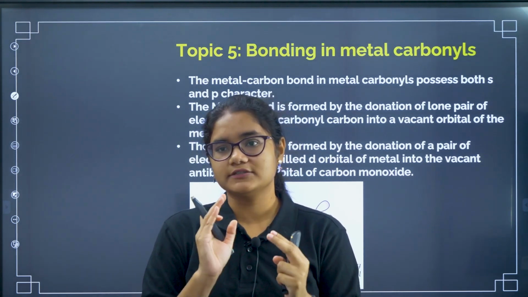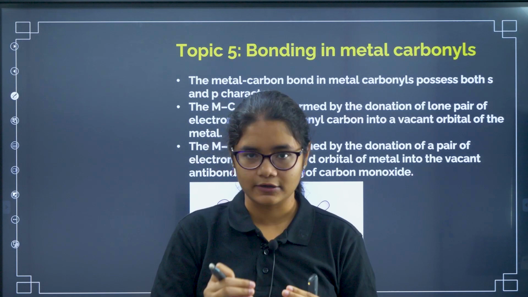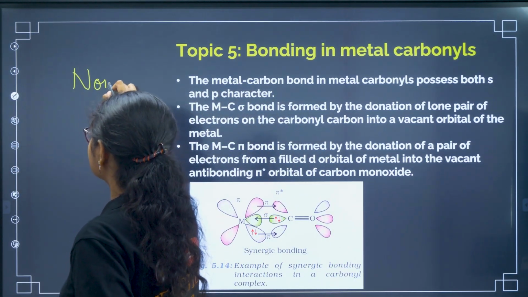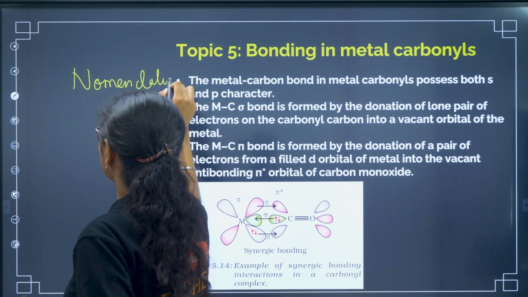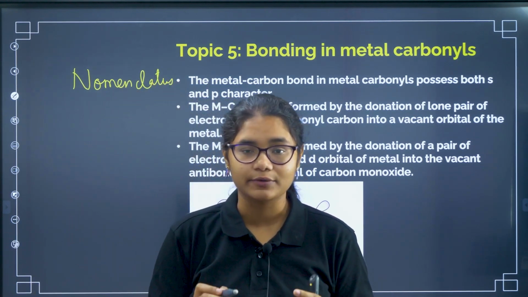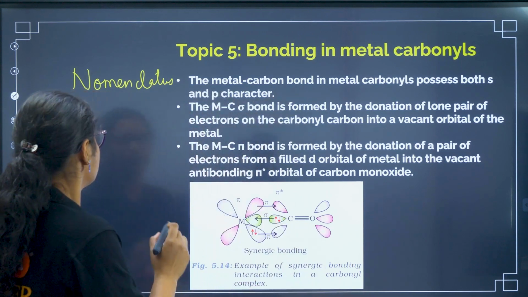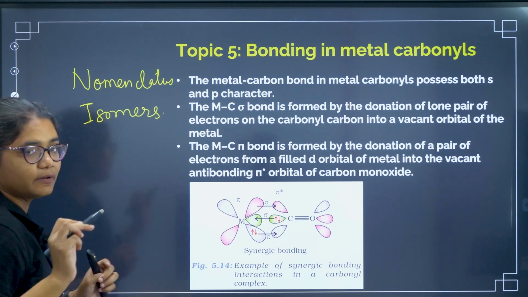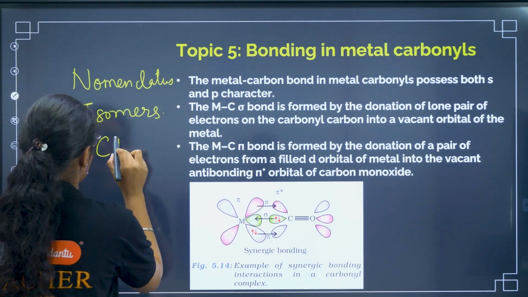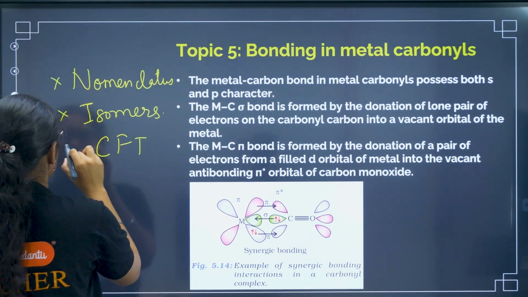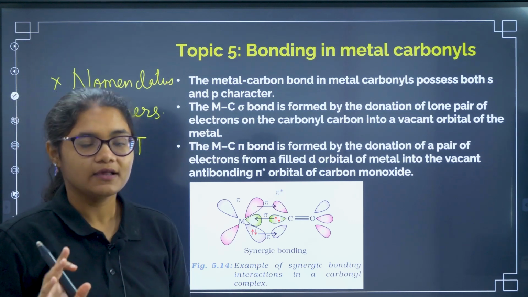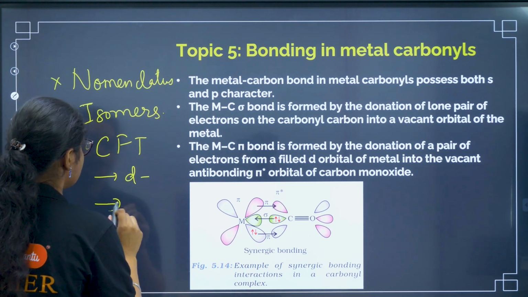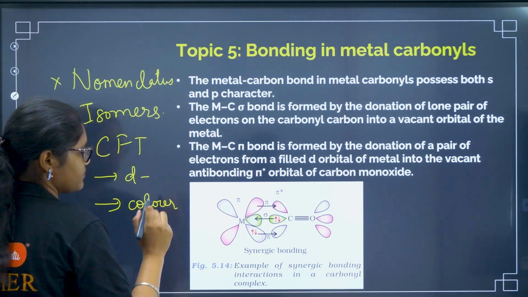So which topics, if I say you have to focus on more to get questions, I'll just list down those topics. First is your nomenclature. Yes, nomenclature is very important. Practice as many questions as you can from nomenclature. Okay, then you have isomers. Then we have crystal field theory. So these are the three major topics that you have to practice. Under crystal field theory, there is d orbital splitting, configurations, then color. Okay, all these things will come, right?